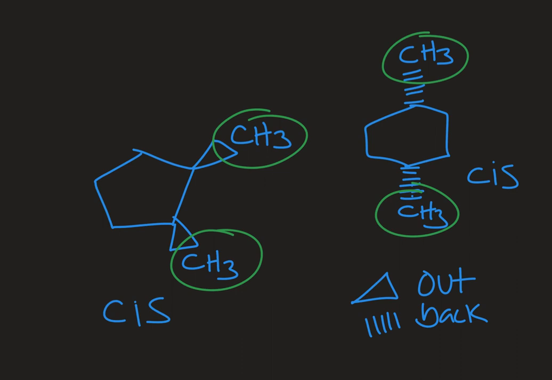And then just to be very clear, these two molecules are not any kind of isomers to one another. They have completely different molecular formulas because we have a 5-membered ring here, right, and a 6-membered ring here. So their molecular formulas are not even the same. They're just two examples of cyclic molecules that have two substituents in a cis stereochemical relationship to one another.